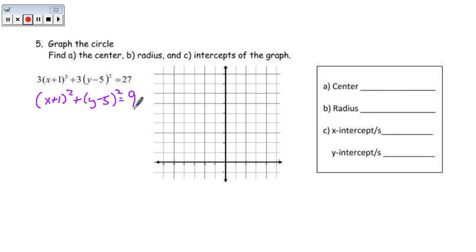From this, I can pull the center. The center is going to be negative 1, 5. Remember, it's the opposite of what we're looking at. So negative 1, 5: 1, 2, 3, 4, 5 would be right there, graphing it as well. This number here is the radius squared, so the radius would be 3. Now when we're going to graph this, you want to count up 3, right 3, down 3, then left 3, and try to make your circle look like a circle as best that you can.